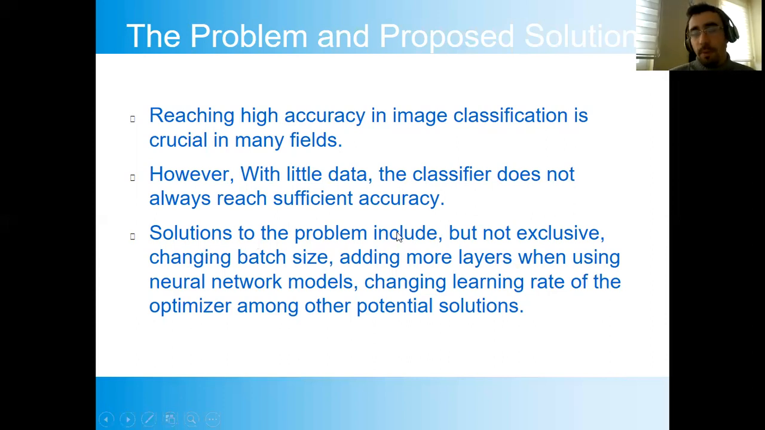The solutions to this problem include, but are not exclusive to, changing the batch size of your model. Probably you want to add more layers to get more accuracy, if you are using a neural network model. Probably you want to see the effects of changing the learning rate when you use optimizers in your models. And then the last one is the one that we're going to check in here. So we're going to check the effects of changing the learning rate on the accuracy and the loss of an image classification model. All right, let's go ahead.